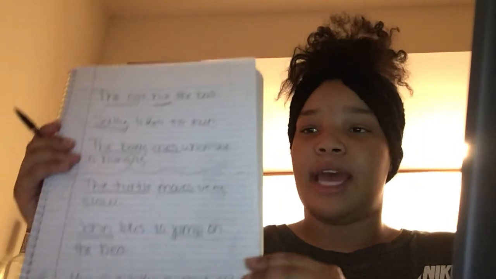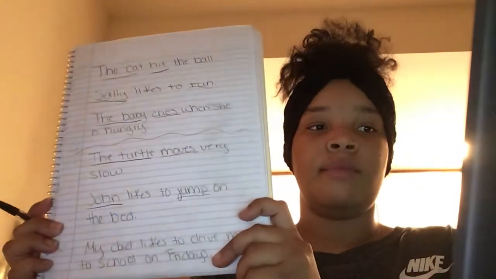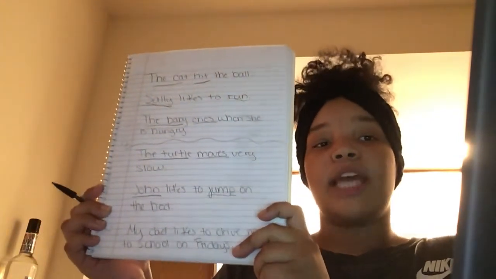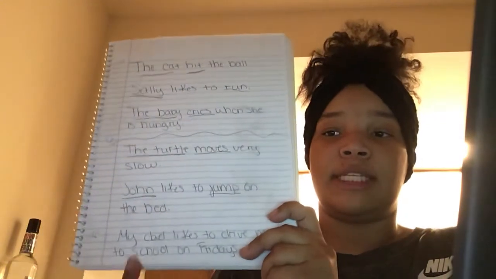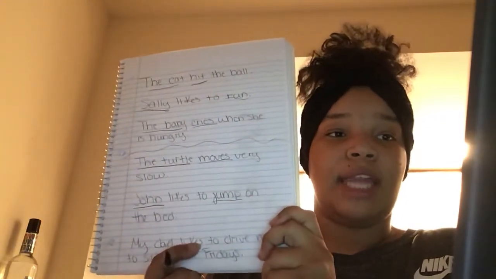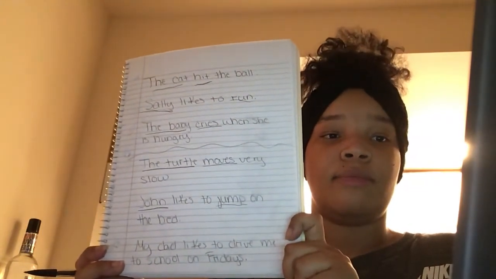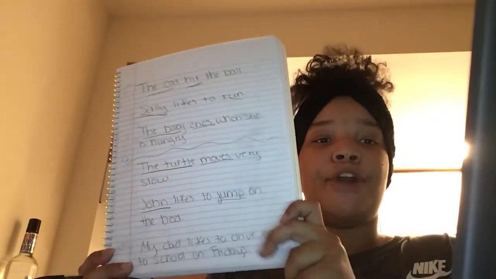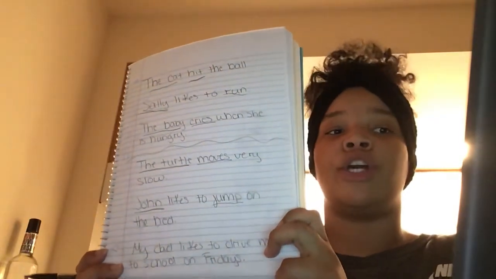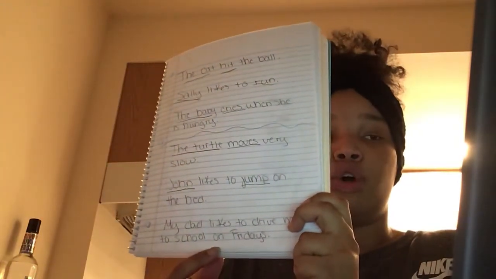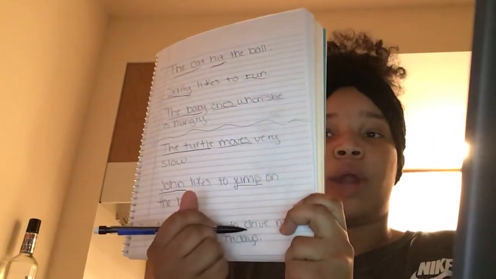The last sentence is, my dad likes to drive me to school on Fridays. What is the first step? Yes, we should find the verb. Terry, can you tell me what the verb of this sentence is? Almost. Remember that the verb is describing the action, state, or occurrence of this sentence. So in this sentence, my dad likes to drive me to school on Fridays, the verb is drive.